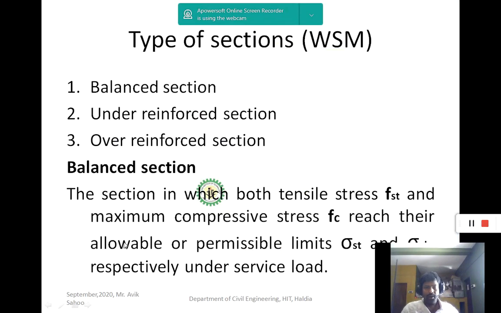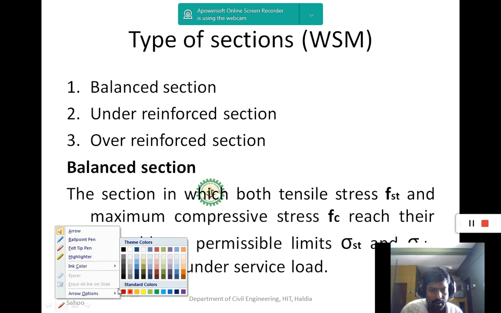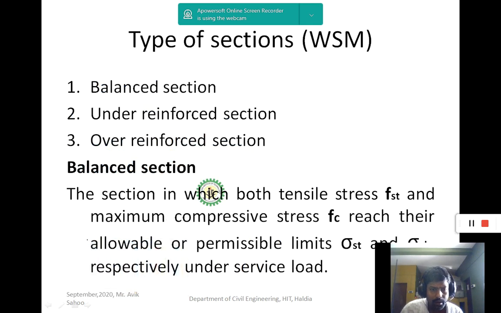In the previous slide, you have seen different methods used in RC design. Mainly, two methods are considered. One is the working stage method, and another is the limit state method. Now, in both methods, three types of sections are used.